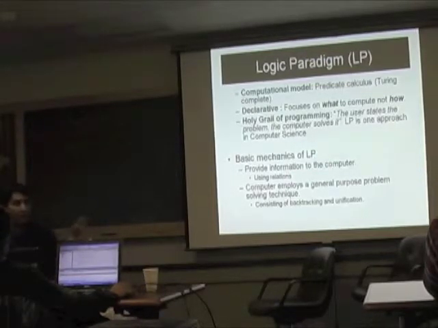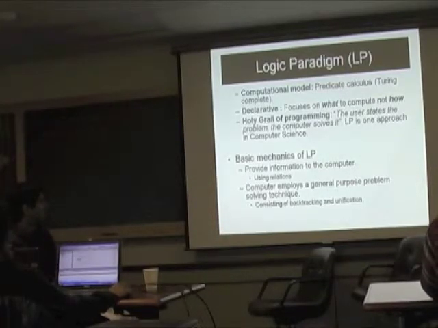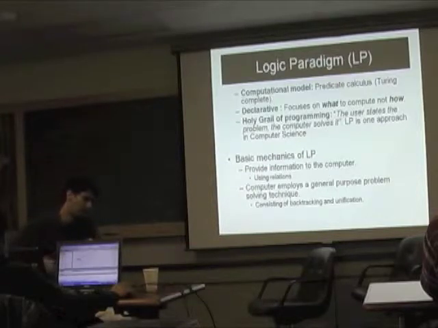Once all that information about the problem domain has been given, there's a universal problem-solving facility which is applied by the machine. That's a combination of these two steps: basically backtracking and unification. We'll look at all this stuff. But generally, think of it as if your manager comes and tells you to get some stuff done, he'll give you enough information, and it's up to you to figure out how to get the job done.